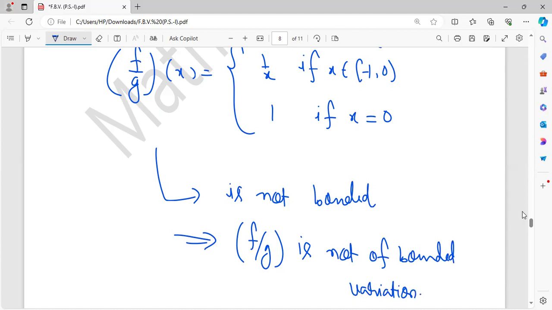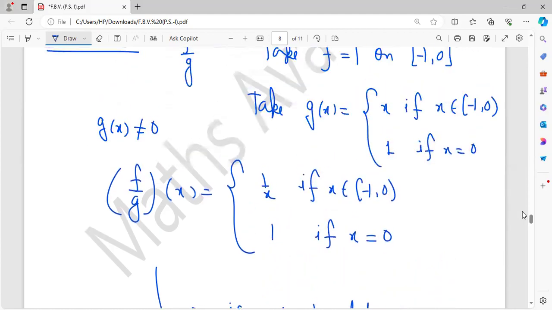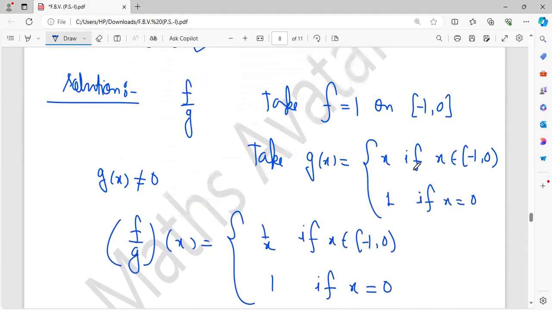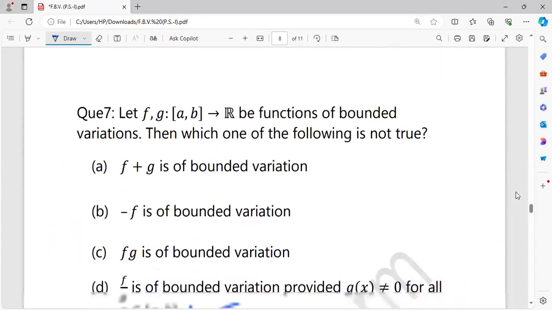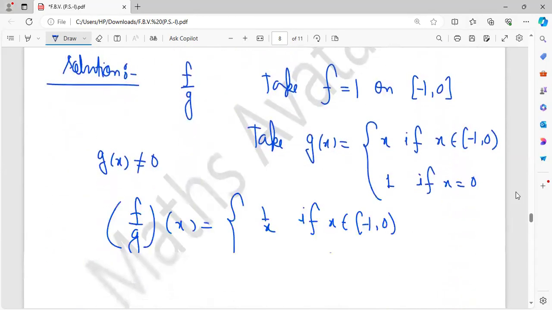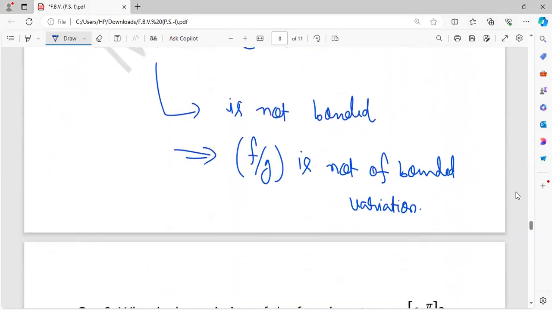So you see that f is of bounded variation, and g(x) is a monotonically increasing function. So f is of bounded variation here, g is of bounded variation. Okay, but f upon g is not of bounded variation. Okay, so option number D is correct, because g is monotonically increasing.